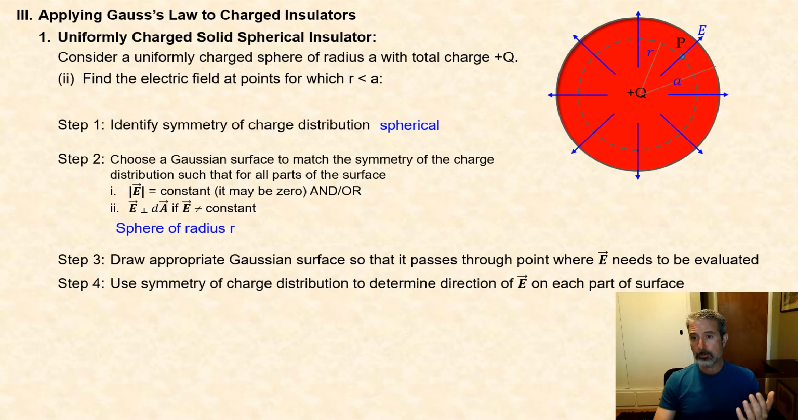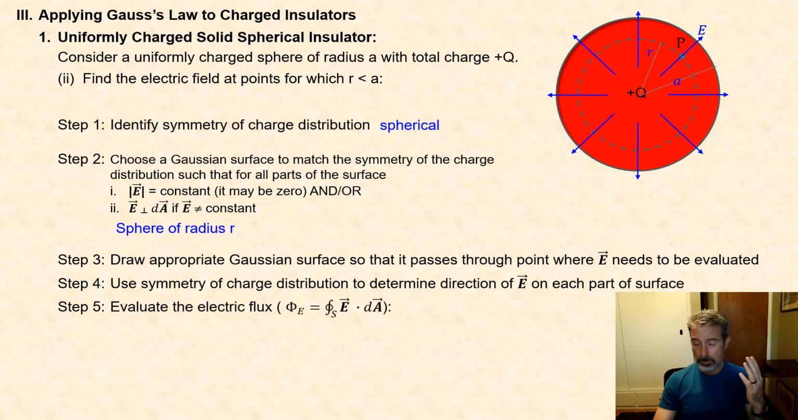When it comes to evaluating the flux here, nothing new either. Notice that at all points on that Gaussian surface, this infinitesimal area vector dA, this outward pointing normal, is in the same direction as the electric field. Notice, once again, the electric field is constant in magnitude over every part of that surface because it's the same distance from the center. The field has the same magnitude, in which case it can be taken out of the integral sign.